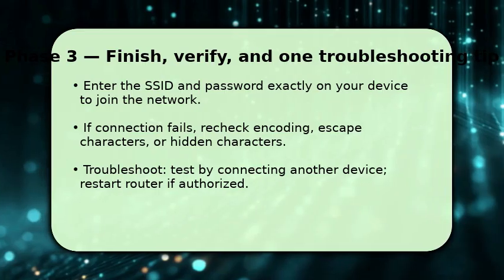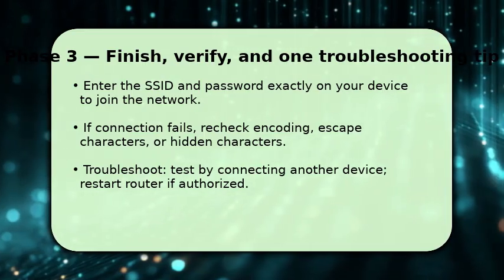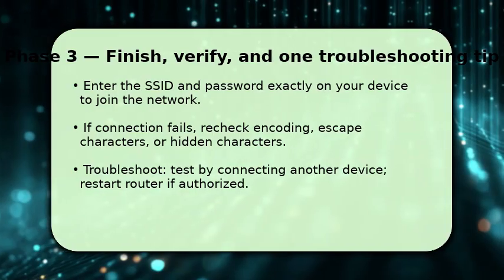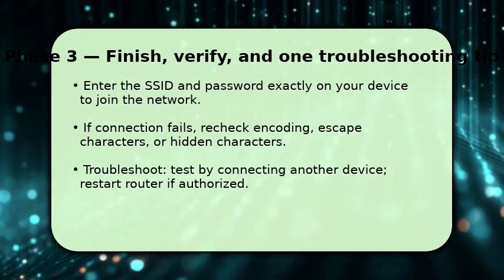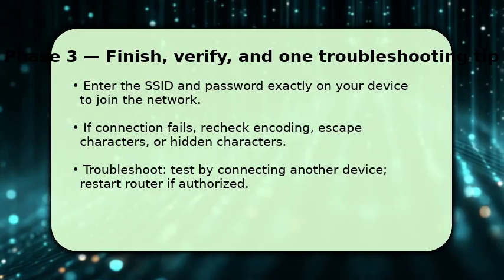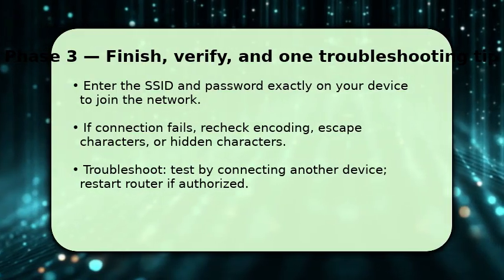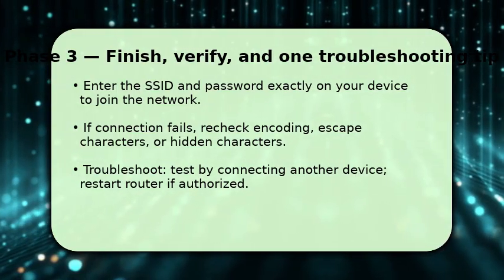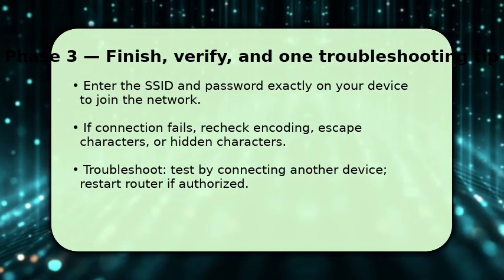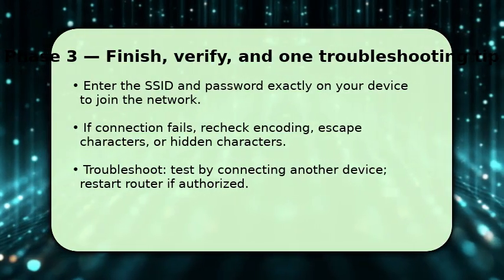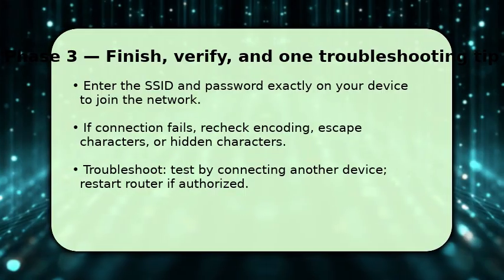If it fails, recheck the decoded text for escape sequences, invisible spaces, or special characters that decoders may misrepresent. Make sure you retry with another device to isolate problems, and if you control the router, restart it as a last step. If issues persist, verify you still have permission before proceeding further.